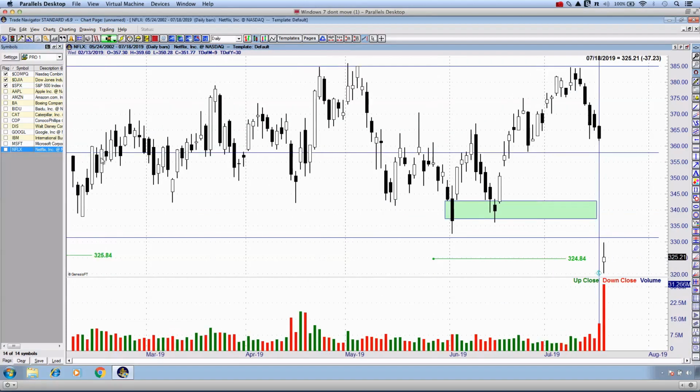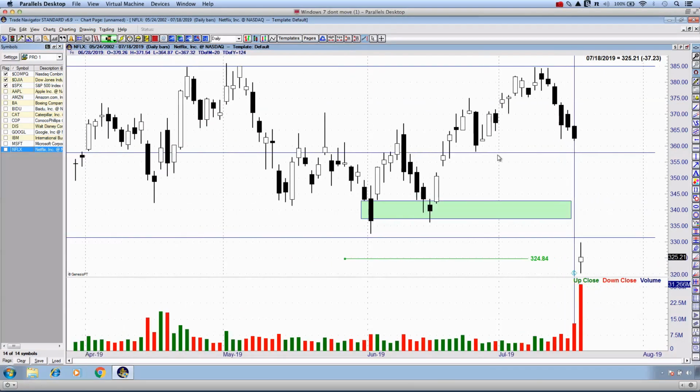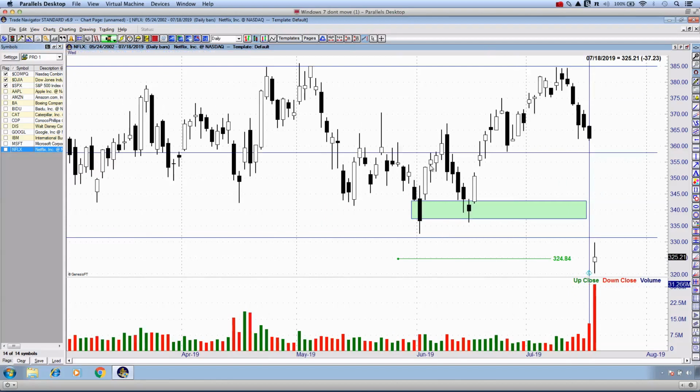Now, the bifurcation in this market, or at least between these two stocks, is quite apparent when we look at Netflix. Have a look at this. We gapped down quite a distance. We closed down $37 on the daily time frame. The bad news for Netflix, and this is a really good learning opportunity, by the way. You hear me say all of the time, close out positions prior to earnings. And this is the exact reason why.